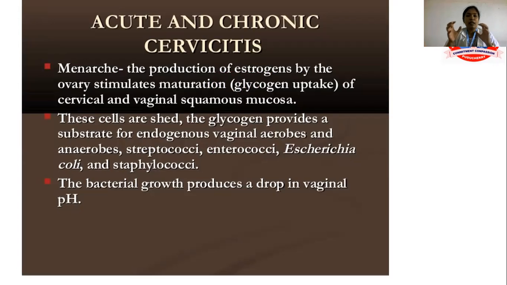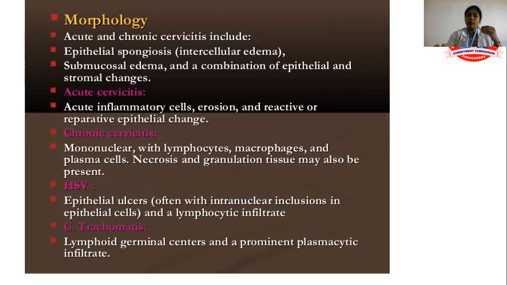Now you have acute and chronic cervicitis. So during menarche, the production of estrogens by the ovary stimulates maturation of cervical and vaginal squamous mucosa. So these cells are shed. The glycogen provides a substrate for endogenous vaginal aerobes and anaerobes, streptococci, enterococci, Escherichia coli, and staphylococci. The bacterial growth produces a drop in the vaginal pH.